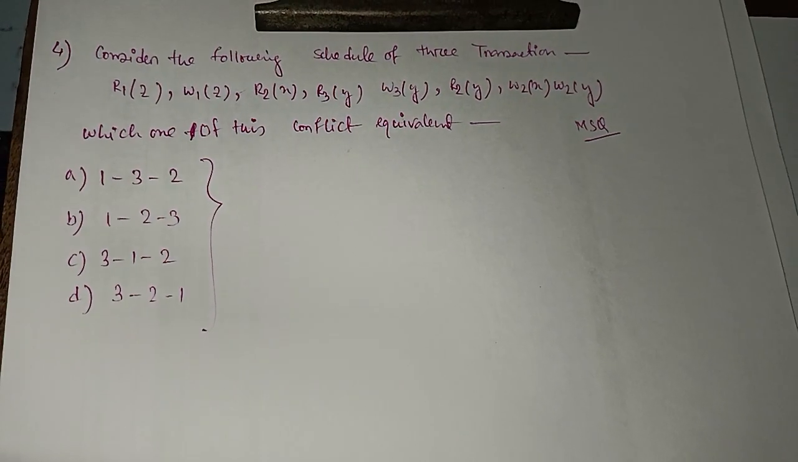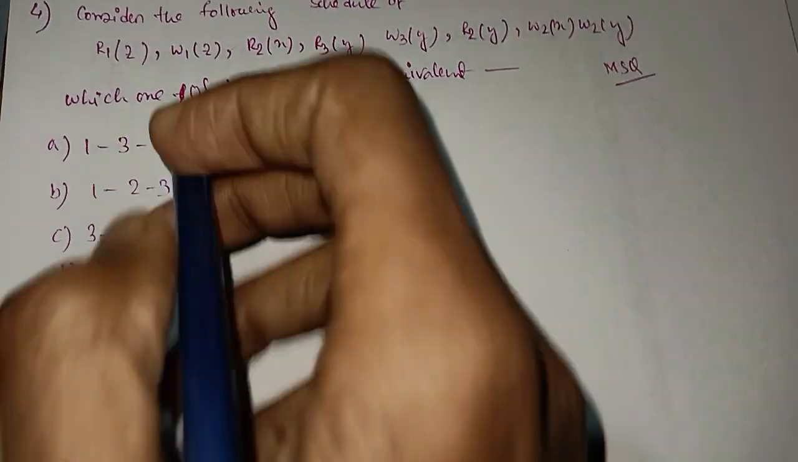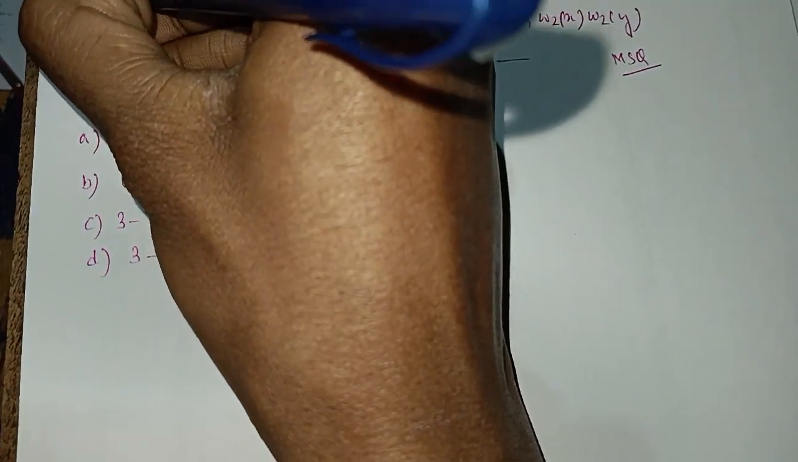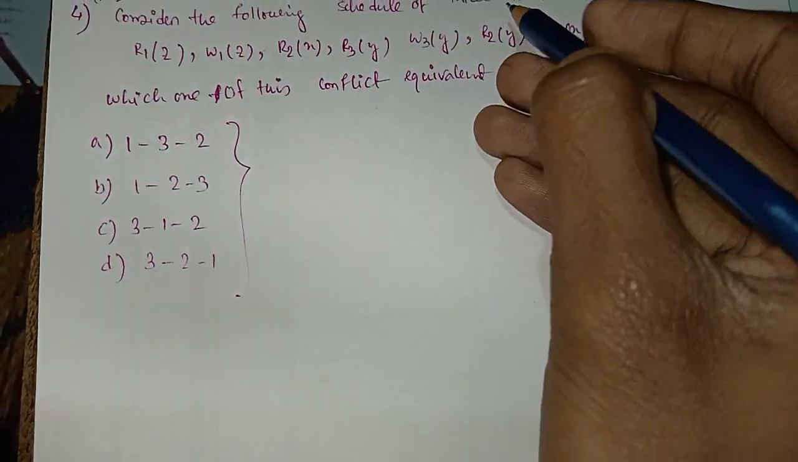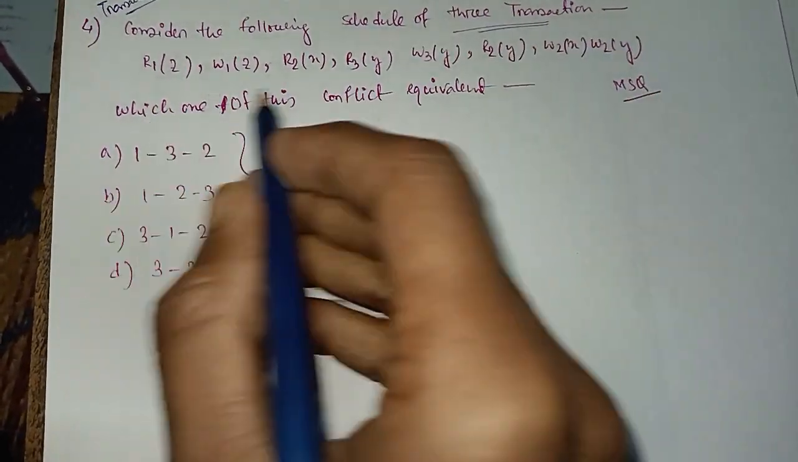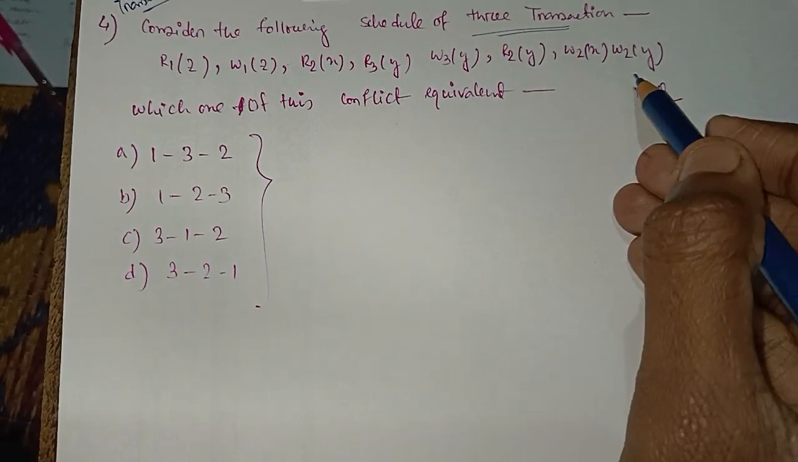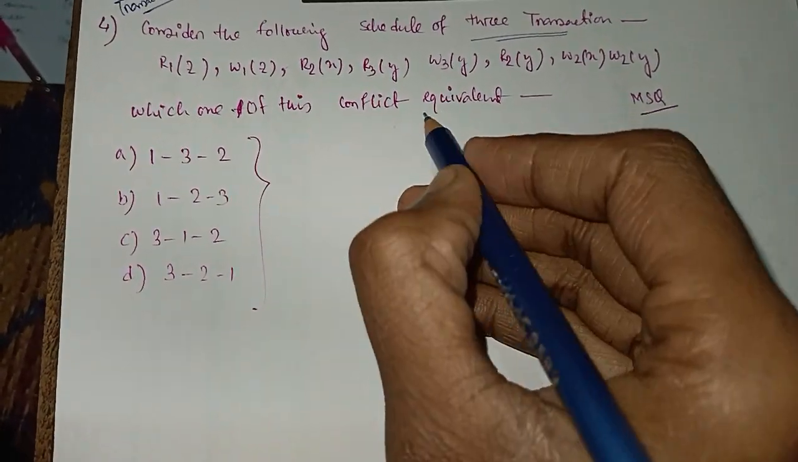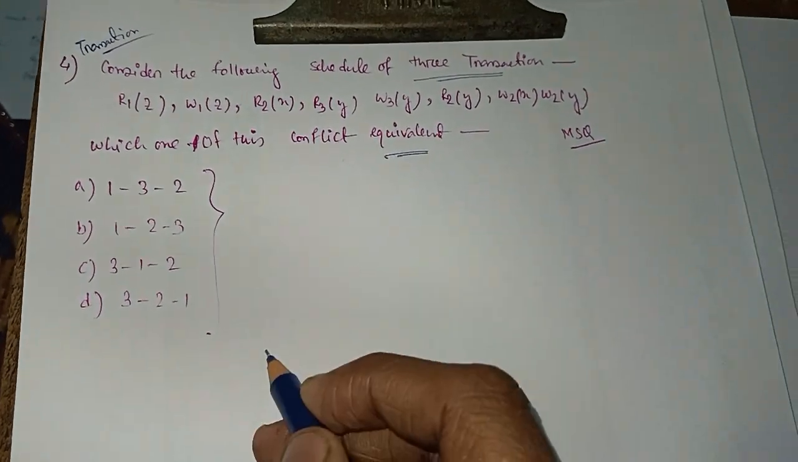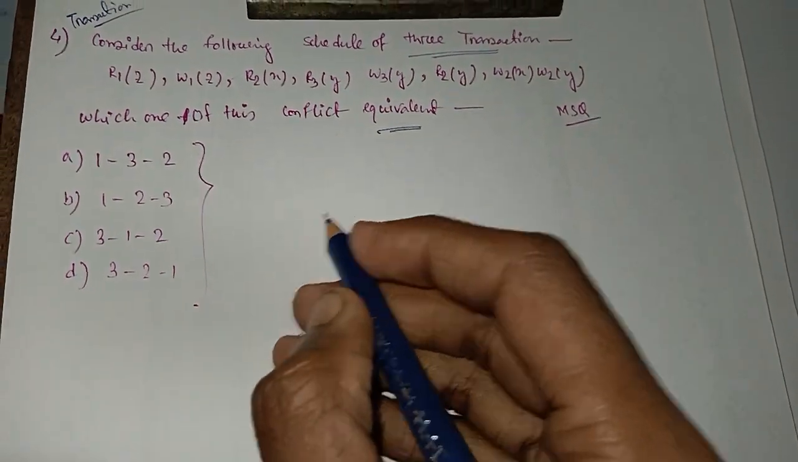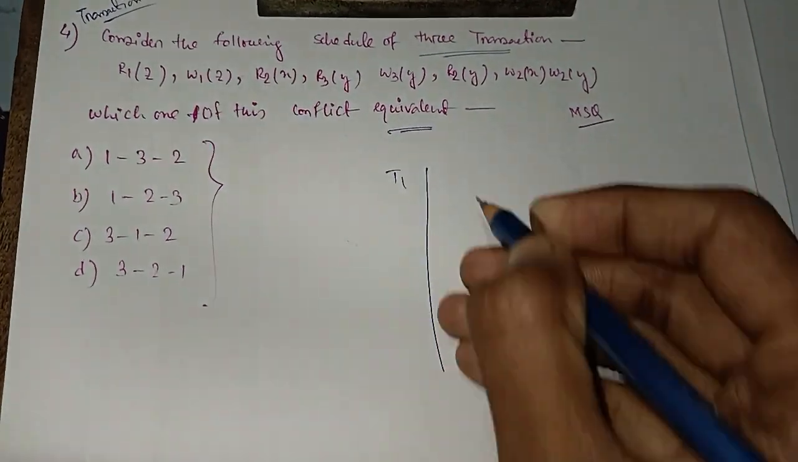So we came up with another question related to transactions. We have to find out, for the following schedule, which one is conflict equivalent. The transactions are given, so we have to find the conflict equivalent pairing. There are three schedules, so we have to draw them this way.